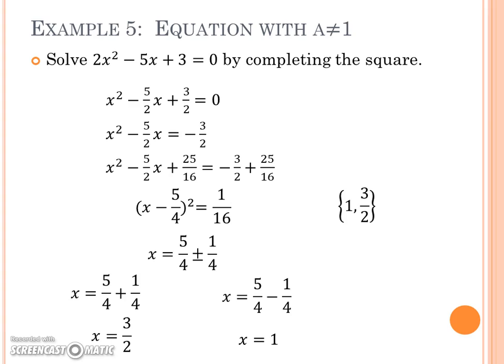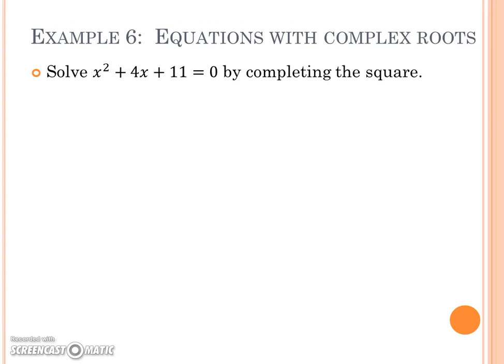All right, our last example, an equation with complex solutions. So we've got x squared plus 4x plus 11. Notice that it's not a perfect square. We're going to rewrite it so the left side is in the form x squared plus bx, so we subtract 11 from both sides. Then we take half of b, which is 4. Half of 4, squared, is 4, so we add 4 to each side.